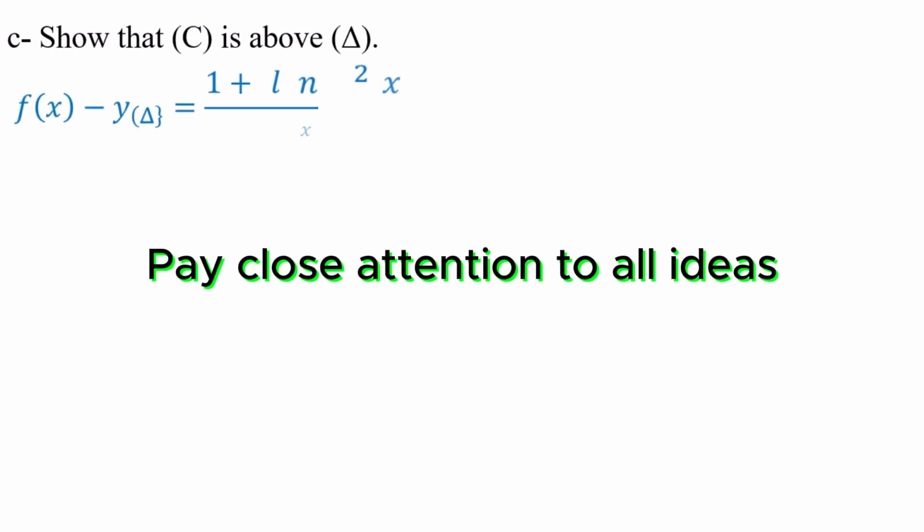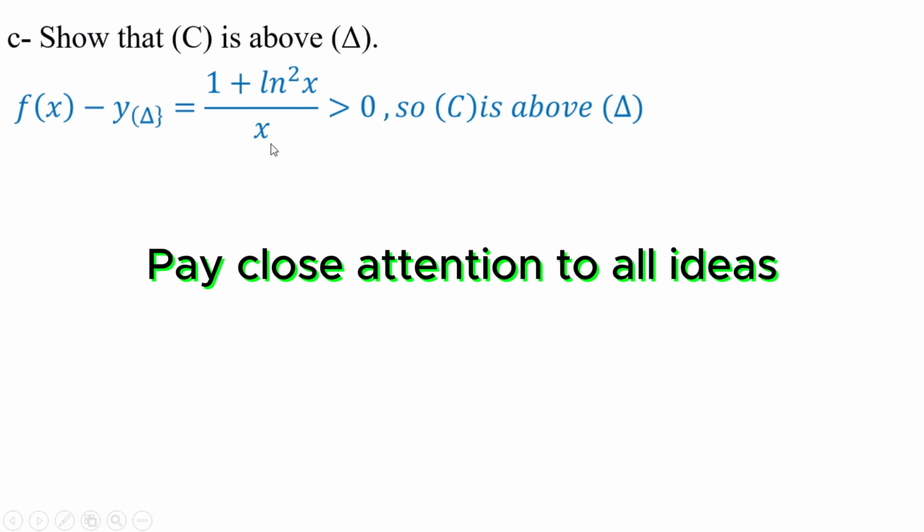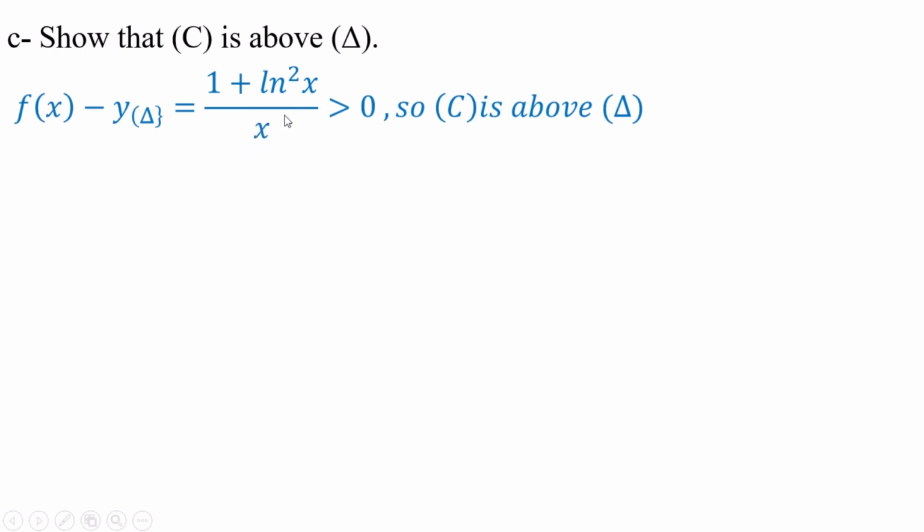Show that C is above delta. It means f of x minus y of delta should be greater than 0. Let us see. Then f of x minus y of delta is (1 plus ln squared x) over x. This is positive because x is positive and the quantity in the numerator is positive. So this is positive. Then C is above delta.